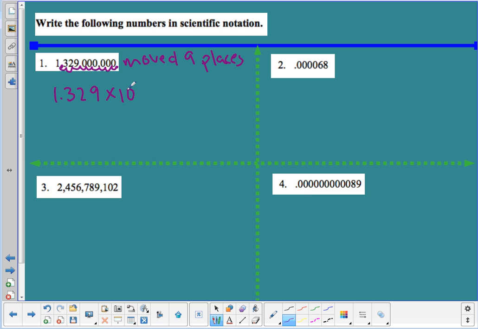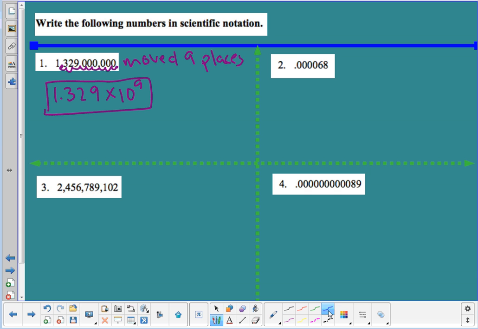Now the question is, do I have a positive power of 9 or a negative power of 9? The best way that I like to think about this is: is your number really big, or is your number really small, in between 0 and 1? In this case, our number is really, really big, so that's a positive power. If your number is really far away from 0, you're looking at a positive exponent, positive power.